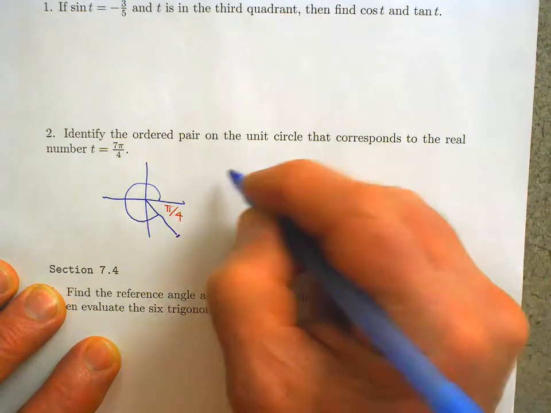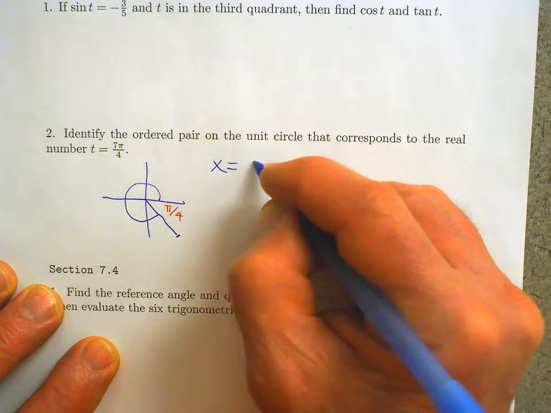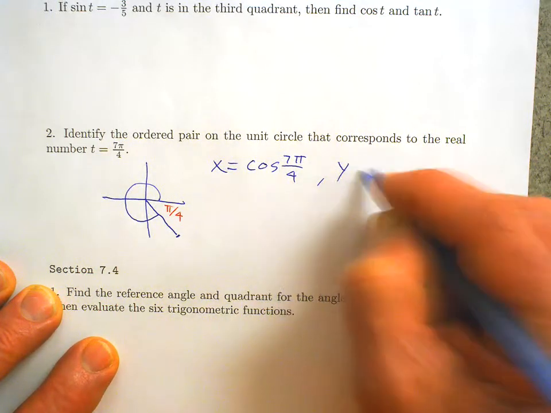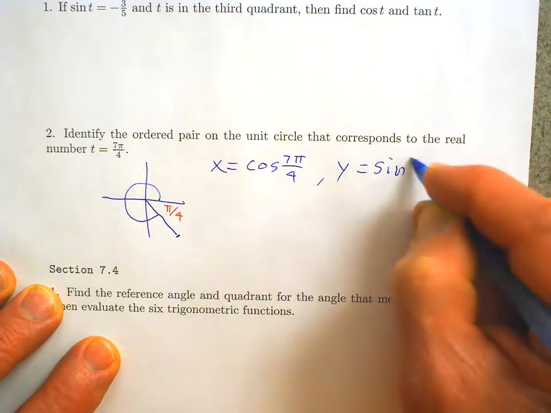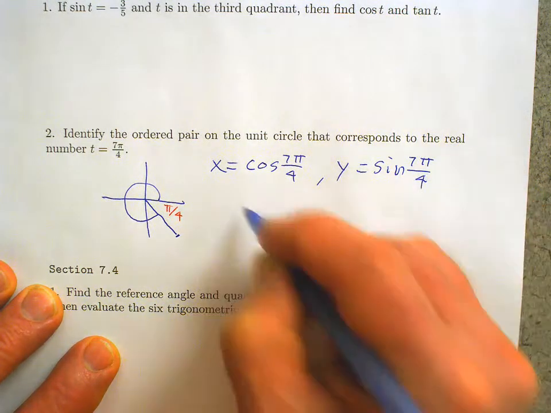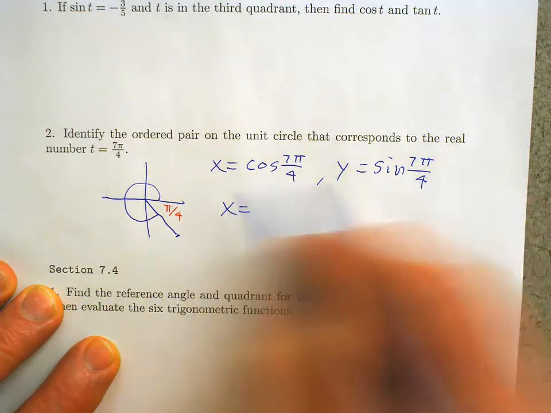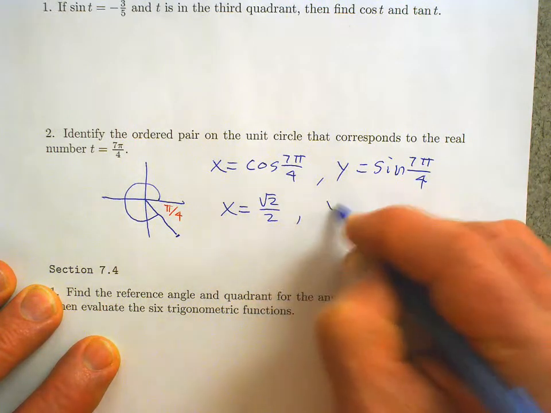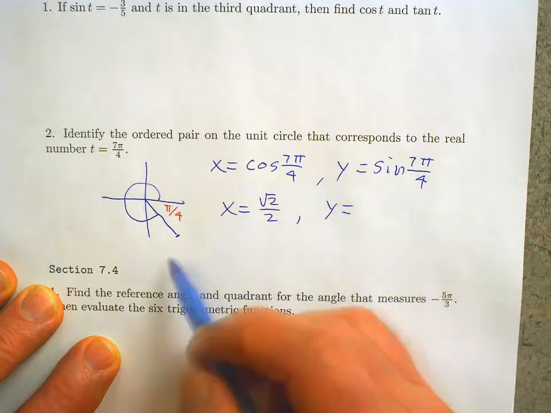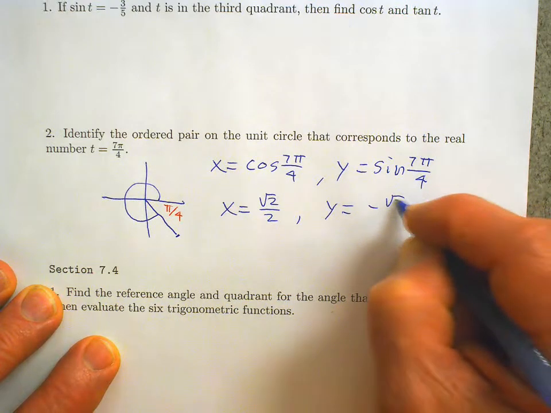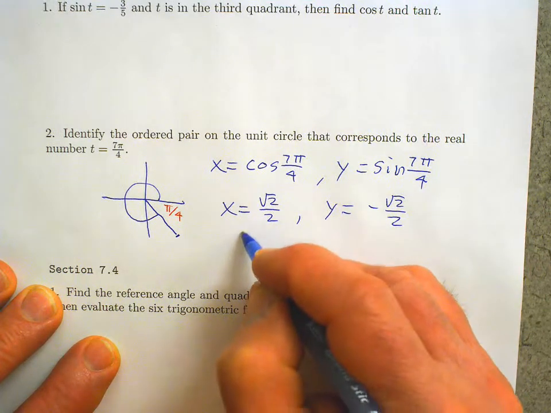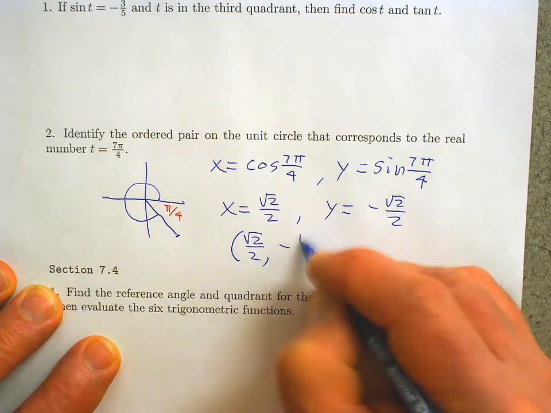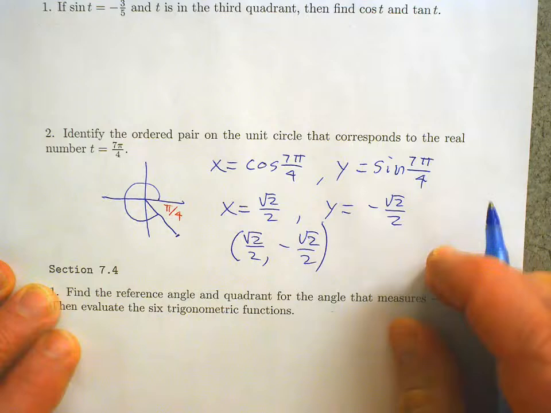We can just write x equals cosine of 7 pi over 4 and y equals sine of 7 pi over 4. So the x coordinate is positive in the fourth quadrant. It's the square root of 2 over 2. The y coordinate is negative in the fourth quadrant, negative square root of 2 over 2. So the ordered pair, square root of 2 over 2 for x and negative square root of 2 over 2 for y. Okay, we're out of time.